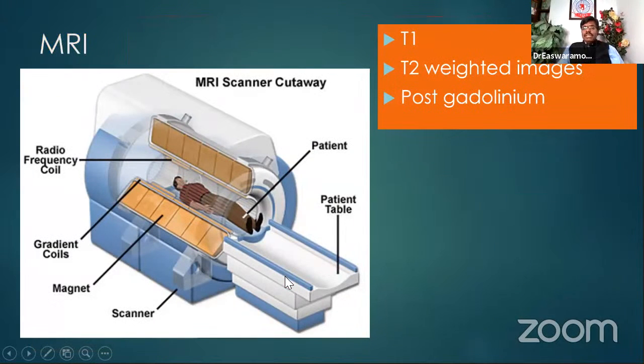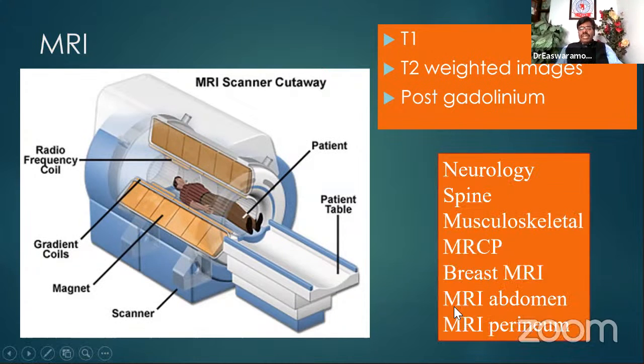So MRI is the future, especially for a neurologist, and also for us, it is useful in various conditions like MRCP for the biliopancreatic tree, and breast MRI, especially for cancer in a young woman with a high family history of cancer. If I want to do a mammogram in a 30-year-old girl, it is a radiation exposure. So it is better you do an MRI of the breast. Or MRI abdomen in some cases may be useful. MRI perineum to look at fistula in ano is very useful.